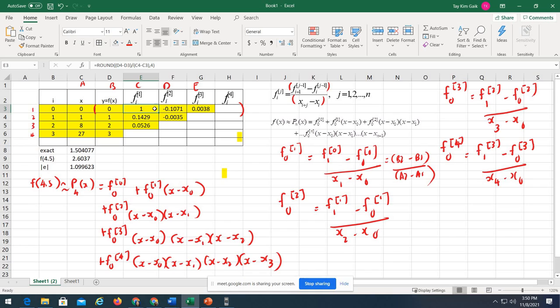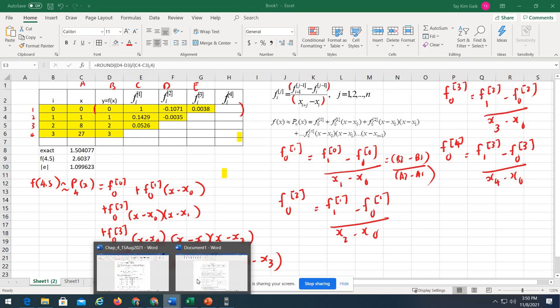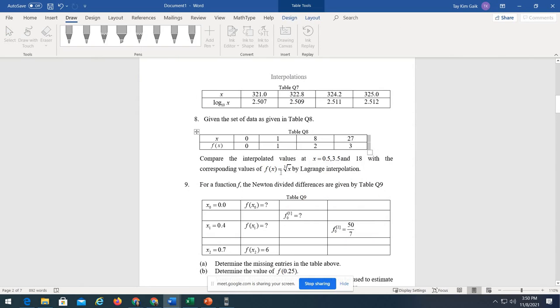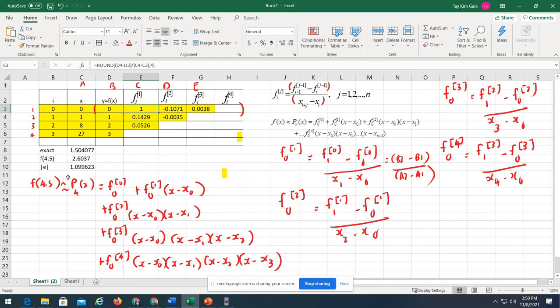Because if you use Excel, once the formula is there, you change XY only. The Newton divided difference table contains the common formula. That's why it automatically calculates. Now we want to calculate, let's say, we want to estimate F 0.5.